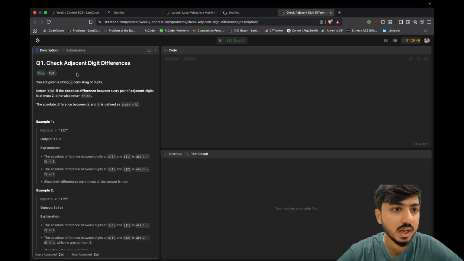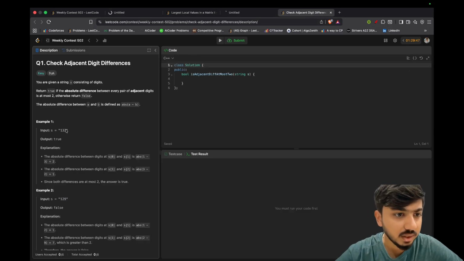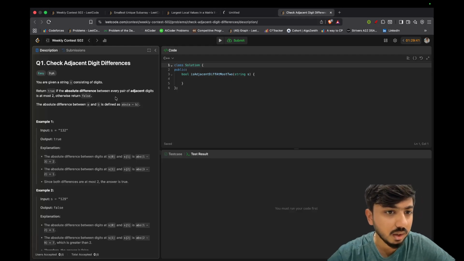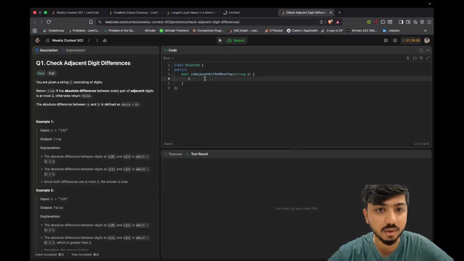Cool. Check existence integer difference. Absolute difference between this is at most 2, otherwise return false. Okay.